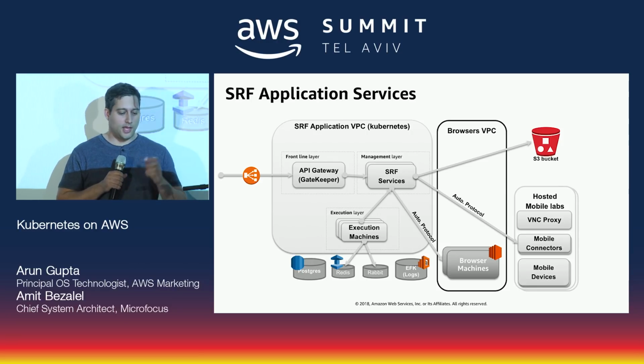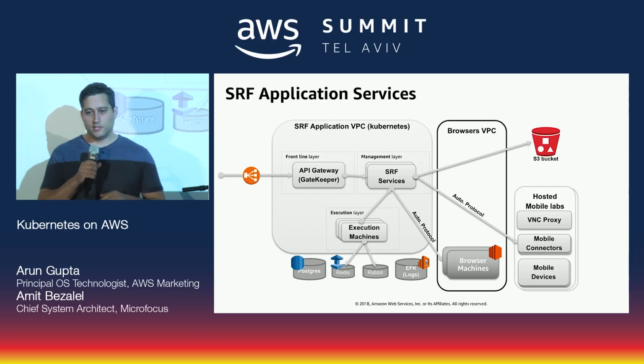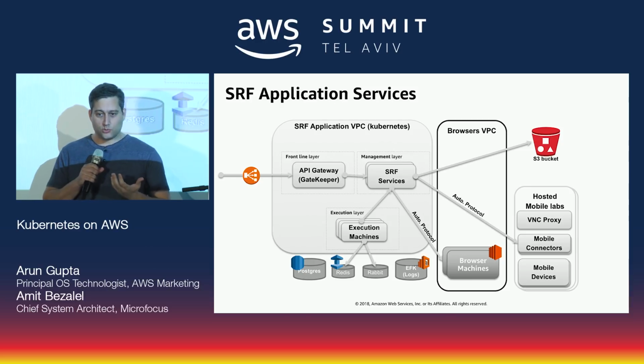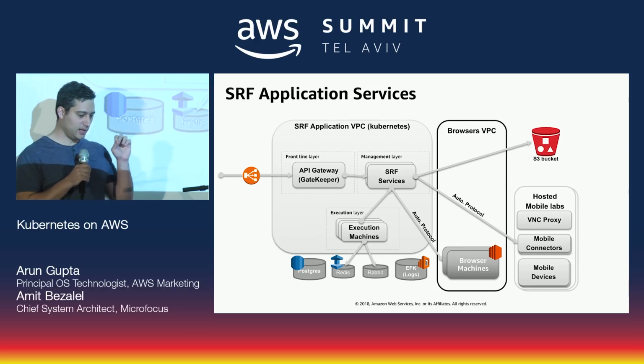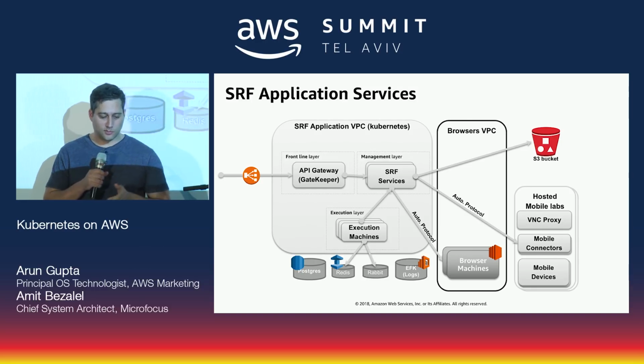General architecture for SRF. Basically you have API gateway that routes everything to the different services. You have a management layer of a lot of different microservices, about 20, 30 different microservices there. And then we have an execution layer where we isolate the execution subsystem, execution machines. Each execution machine has a Docker in a daemon set that controls that machine and spawns other Dockers. And this is used to run scripts that are uploaded from customers to the cloud.